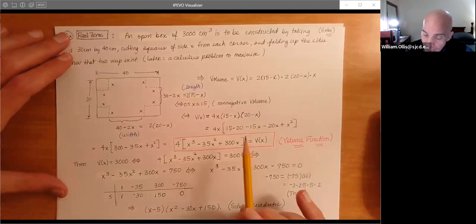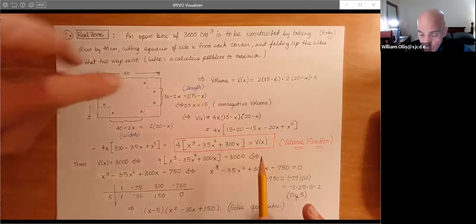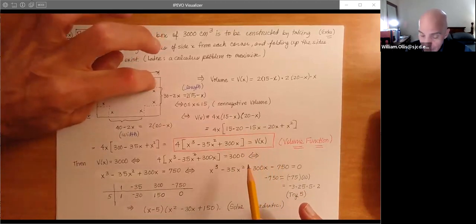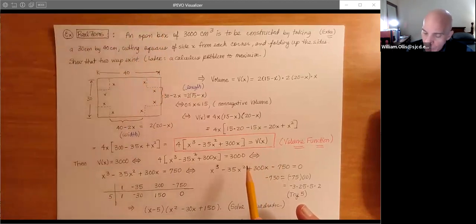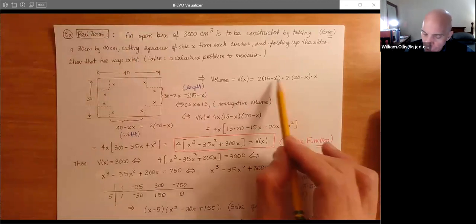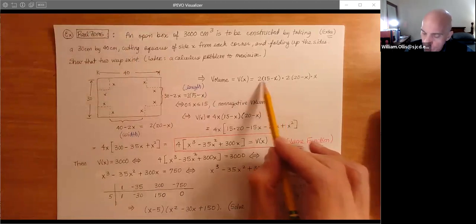So the idea now is to say, okay, if we say the height of the box is x times the length times the width. So what we want to do is say, okay, so we do that right here with the 2's factored.